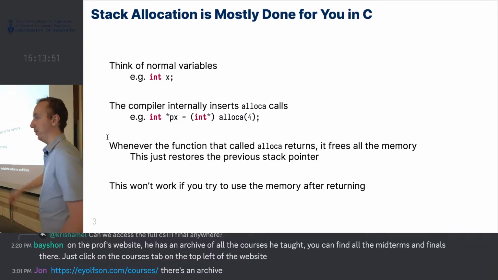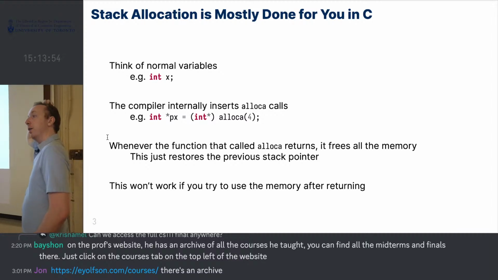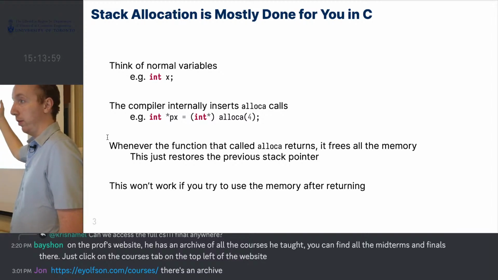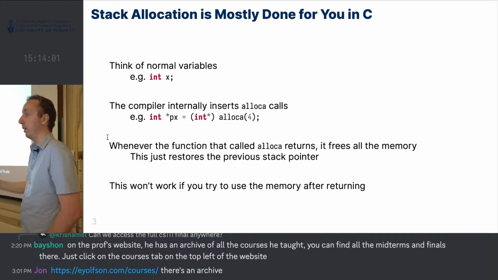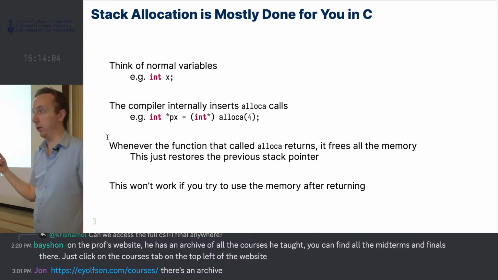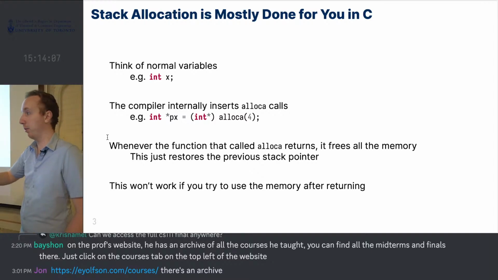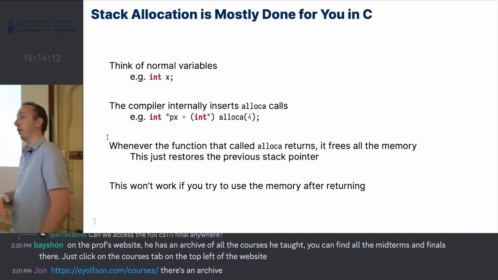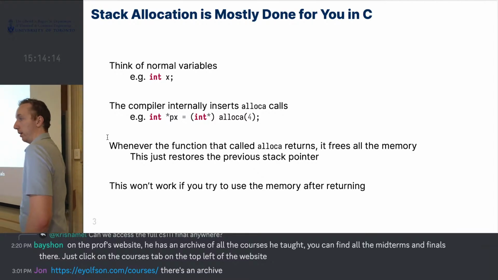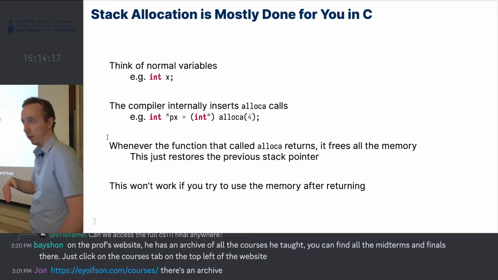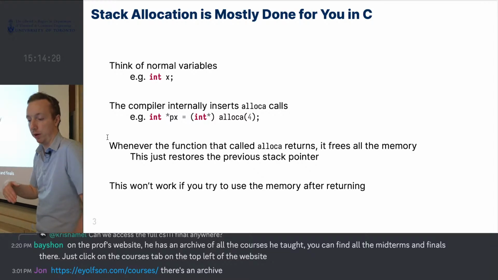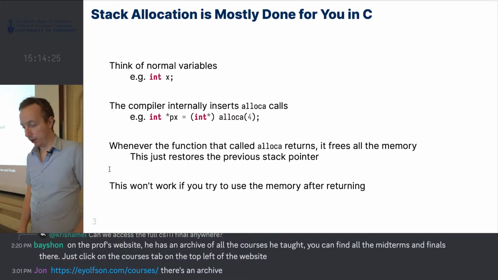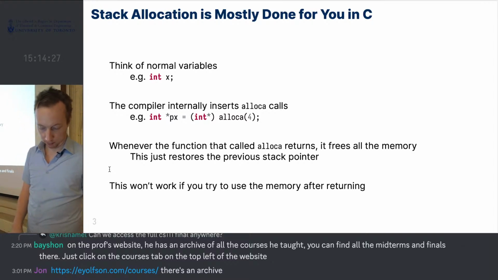There's no associated free with alloca either, because the rule is that whenever a function returns, that function frees all that stack memory, and it can do that really quickly. All it does is reset the stack pointer back to whatever it was before that function started. So it doesn't matter how much memory you allocate, you can free it all in one step. This also won't work if you try to use the memory after returning. So what does that mean?